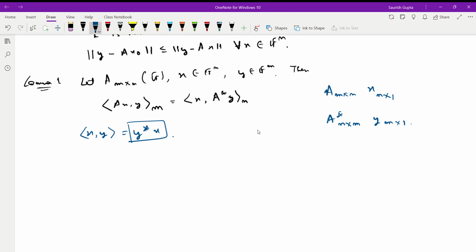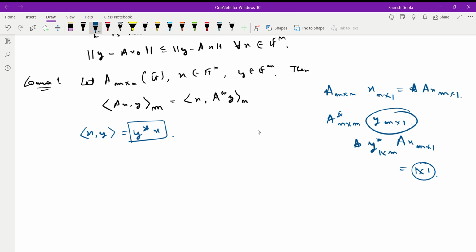So when we are talking about the inner product of AX with Y, what is the dimension of AX? AX should have dimension M cross 1, right? And Y star should have dimension 1 cross M, times AX, which is of dimension M cross 1. So what should I get? I should get a 1 cross 1, right? Since we are dealing with matrices where the dimension M comes in hand, that's why we write M here. That's simple. Clear?